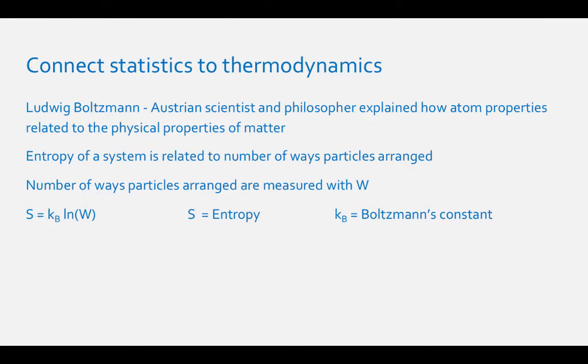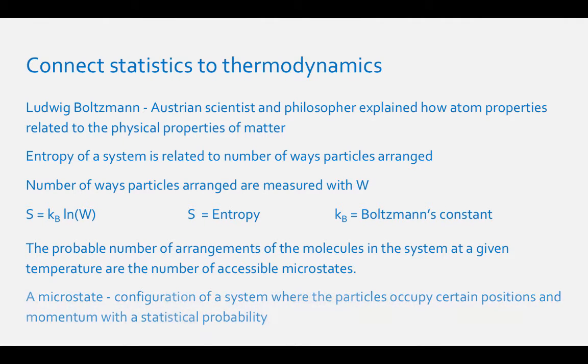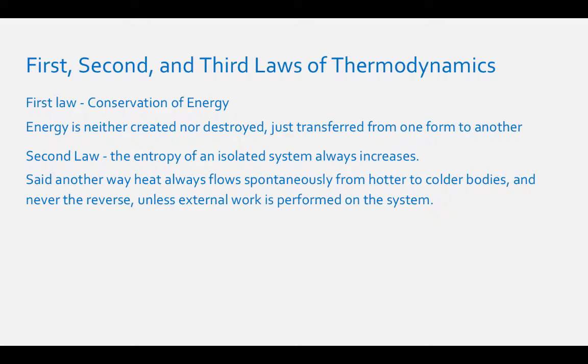The probable number of arrangements of the molecules in the system at a given temperature are the number of accessible microstates. A microstate is a specific configuration of a system where the particles occupy certain positions and momentum with a statistical probability at a certain temperature. What does all this information about microstates mean? It leads us to our 3rd law of thermodynamics.